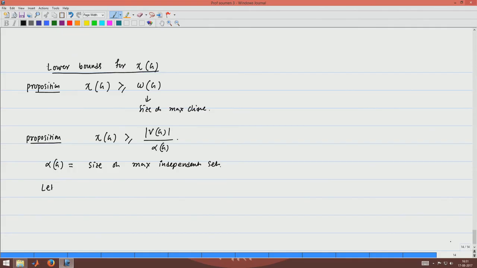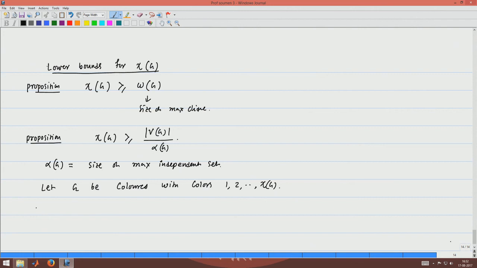We will just give an outline of the proof of this proposition. Let G be colored with colors 1, 2 up to chi G. In fact, we do not use colors, instead we just assign numbers 1, 2, 3, that means this many colors you need to color graph G, that is why chi G is the minimum number of colors.